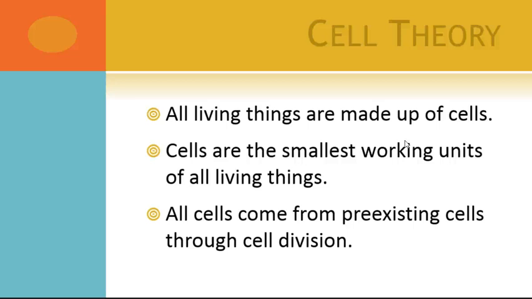Here's the other thing, and I think this last thing is something I really want you to think about. All cells come from pre-existing cells through cell division. That means every cell is a daughter of a cell before it. There aren't just new cells out of nothing. They're all coming from other cells. And that's actually a really cool thing, the way life perpetuates itself that way.